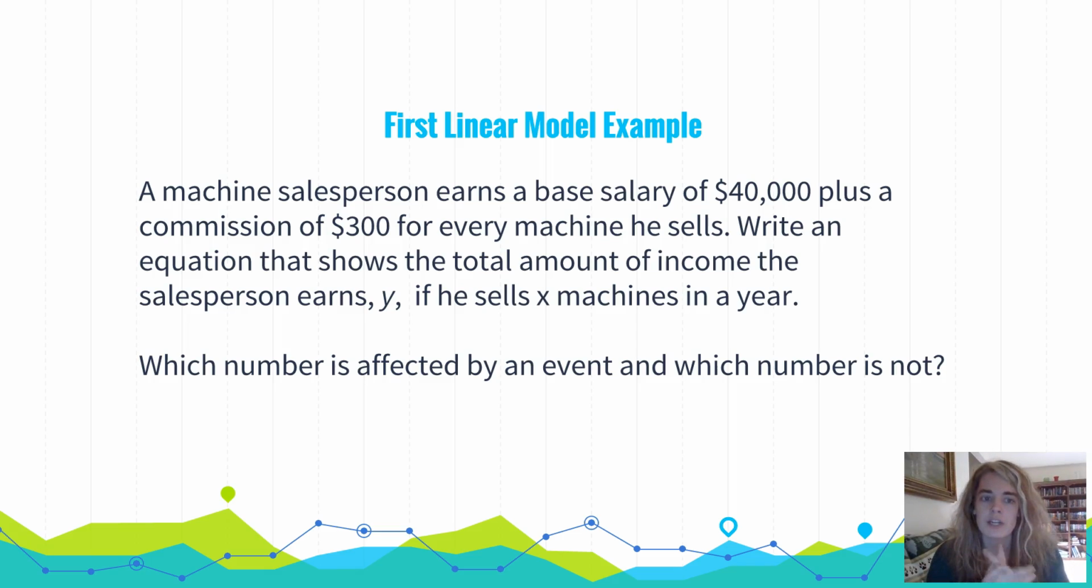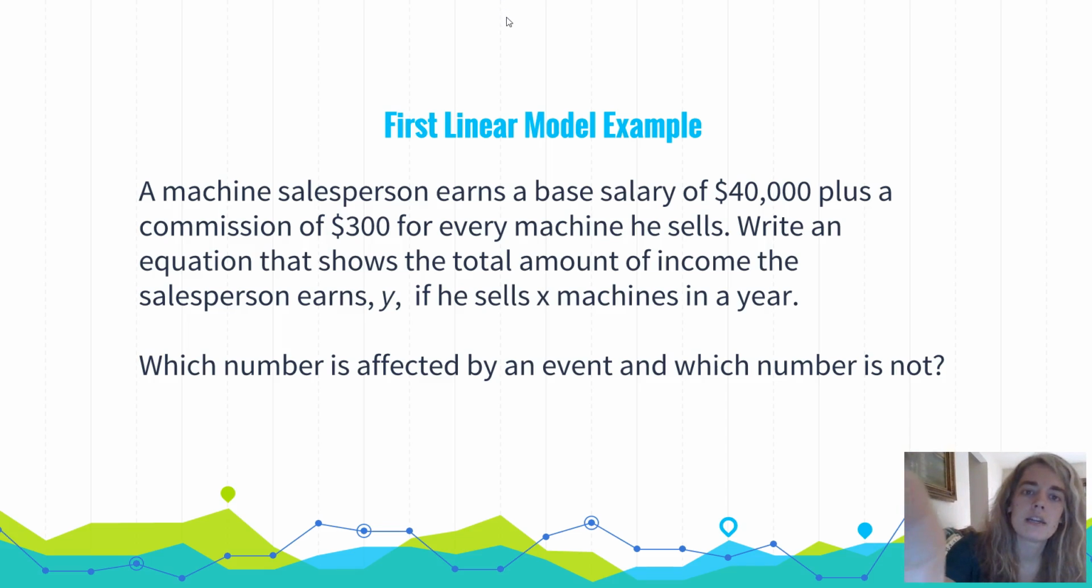So you need to write an equation that shows this scenario to represent any type of machine amount that he sells, because we don't know. One year he might sell 2 machines, the next year he might sell 10 machines. We want to know how much is he going to make every single time, and the equation should represent that. So write an equation that shows the total amount of income the salesperson earns. It's going to be your Y if he sells X machines in a year. So let's look at this a second.